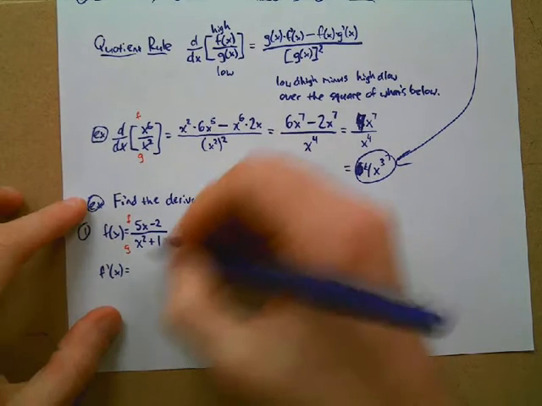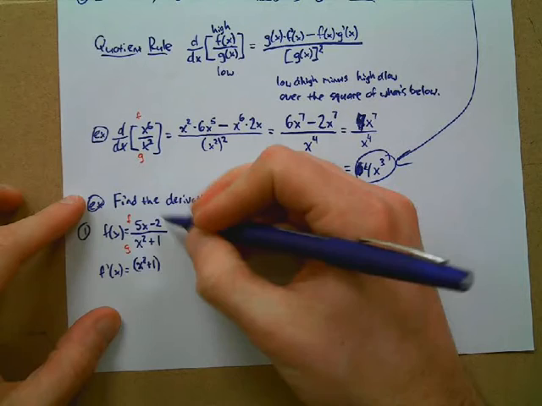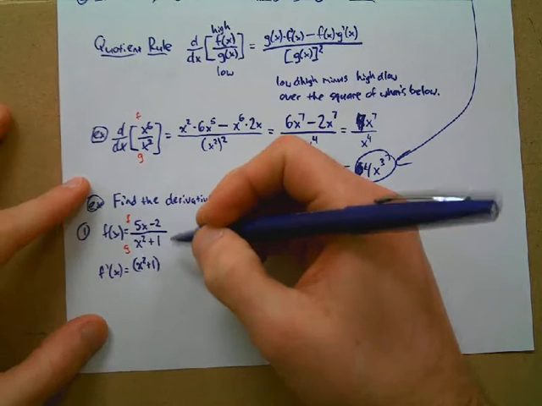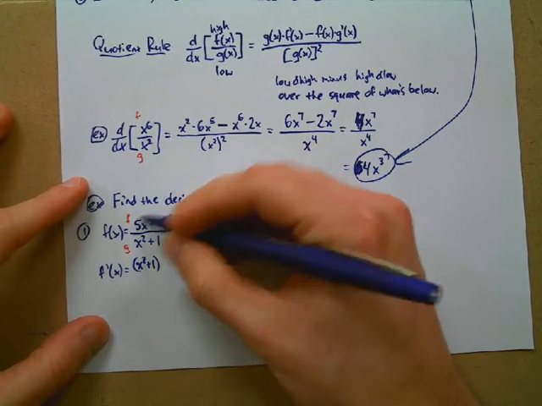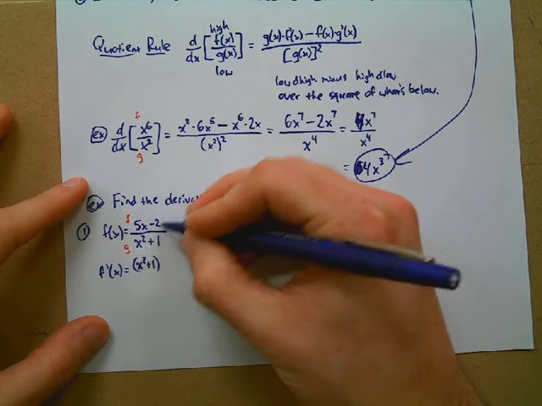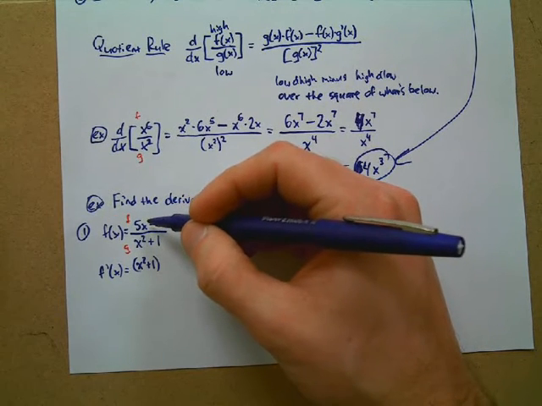What's the derivative of the top here? So the derivative of 5x is just 5, and the derivative of 2 is 0. So we're left with just a 5 there. So there's the bottom times the derivative of the top, minus the top, 5x minus 2.